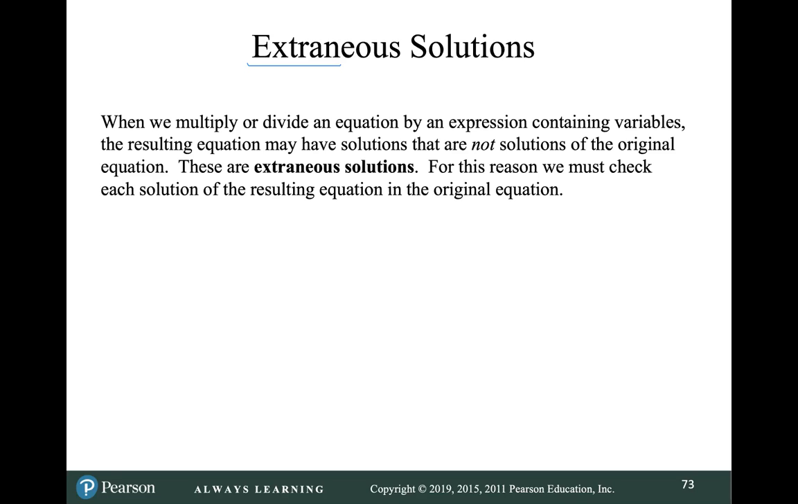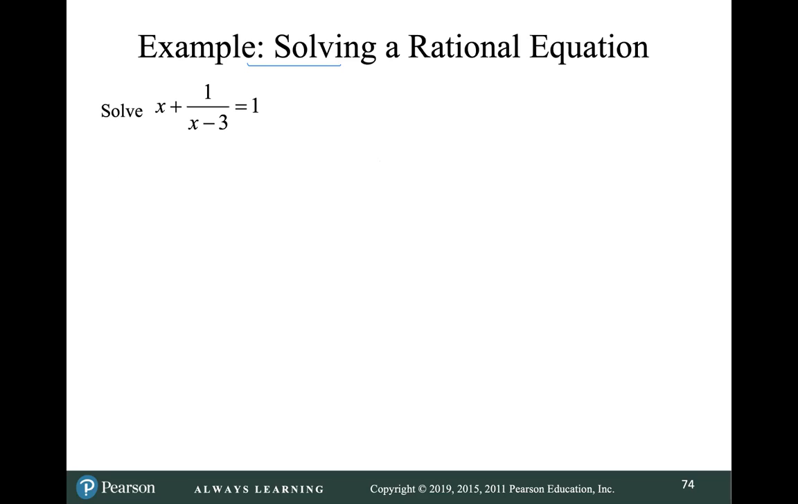Okay, so when we multiply or divide, formally, I'll read this. When we multiply or divide an equation by an expression containing variables, the resulting equation may have solutions that are not solutions of the original equation. These are extraneous solutions. For this reason, we must check each solution of the resulting equation in the original equation. So that just means when we get x, we substitute it back in to check it. So let's look at an example.